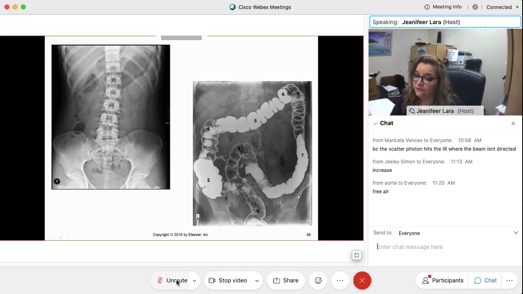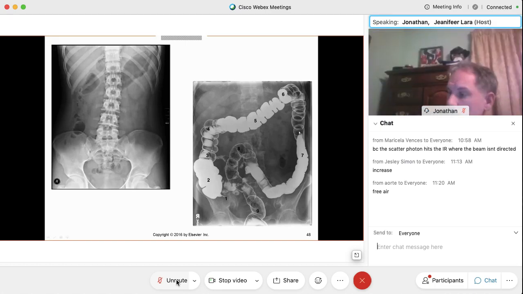It makes identifying the anatomy easier. However, what is happening right here, Jonan? What kind of effect? Photoelectric effect. Good. Photoelectric effect. And then here?